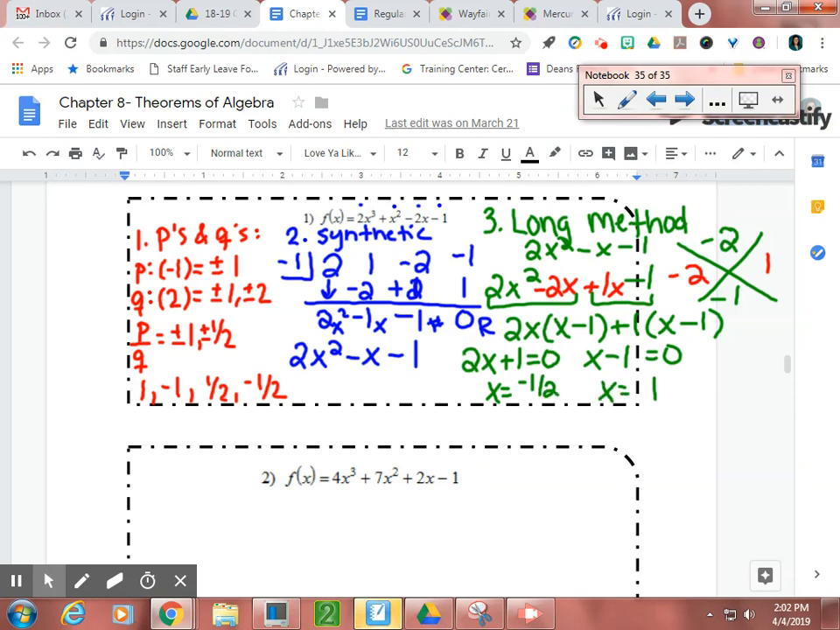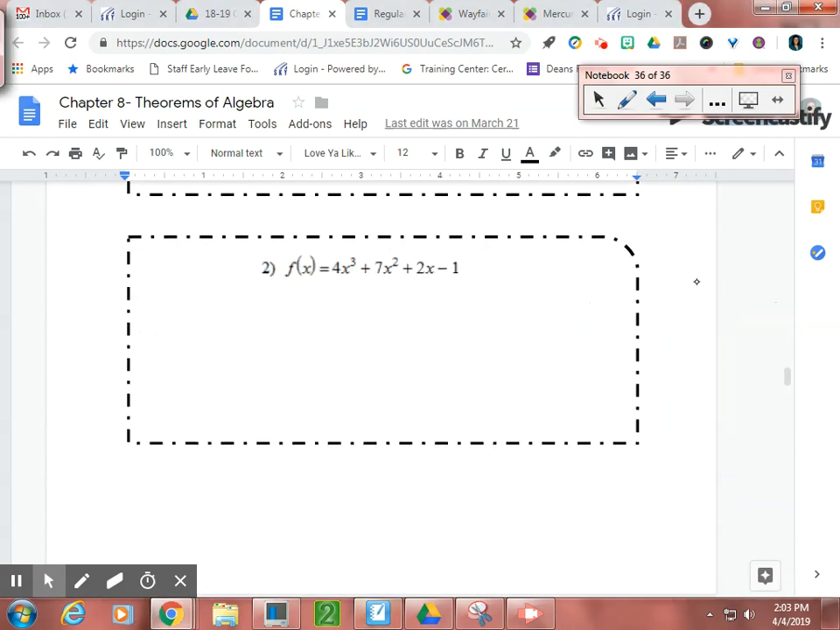The last thing you're going to do is list all of your roots. So your roots are the one that worked, the -1 that came from the blue. That's your first root. Then your other roots are -1/2 and 1. And how do you know that you have the right number of roots? It should match your highest exponent. We should have had 3 roots, and our highest exponent was 3, so we know that we have enough and that we're done.